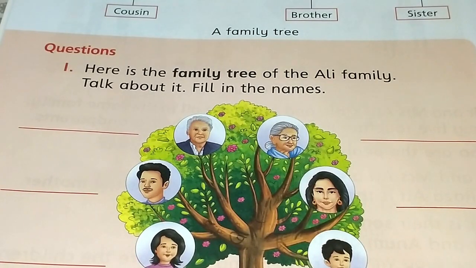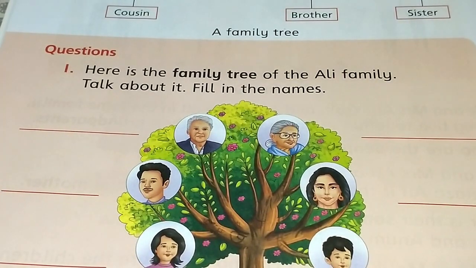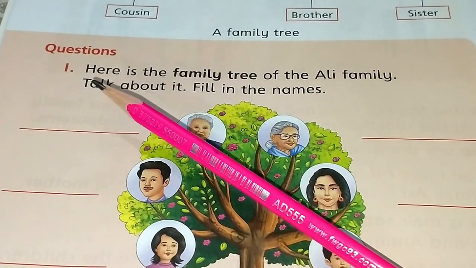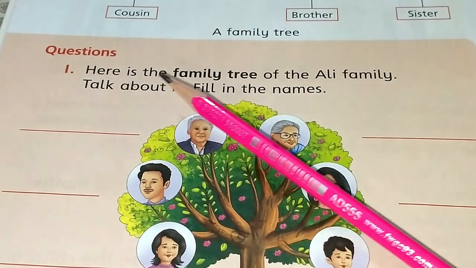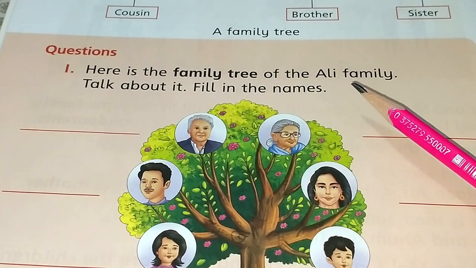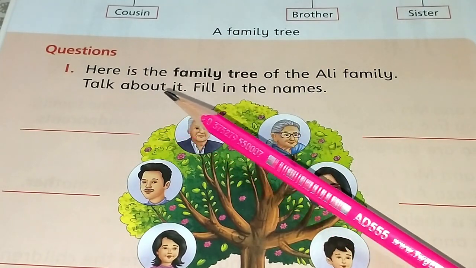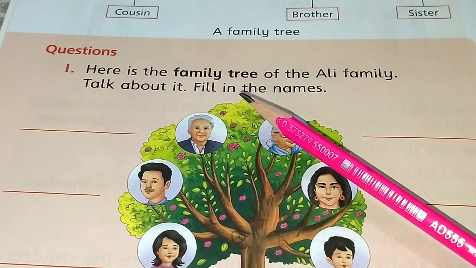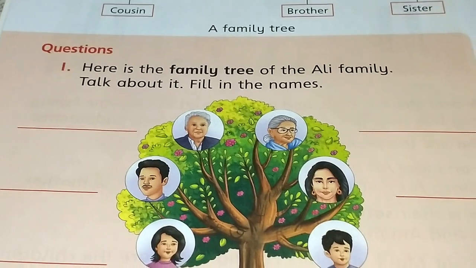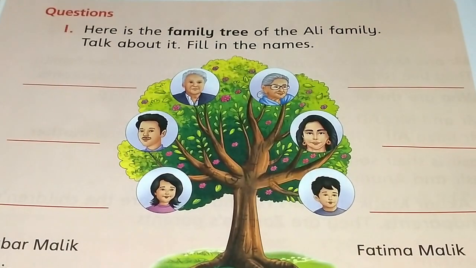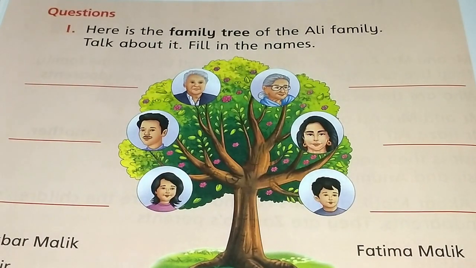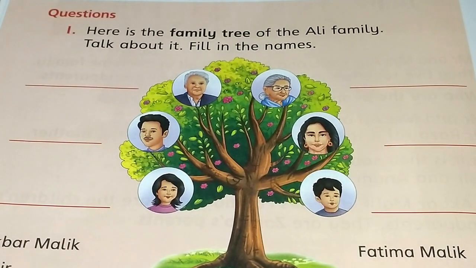Okay, students, what is this? This is question 1. Here is the family tree of the Ali family. Talk about it. Fill in the names. What we have to do in this question, students? Can anybody tell me? Yes. Now we will discuss what we have to do in this question.